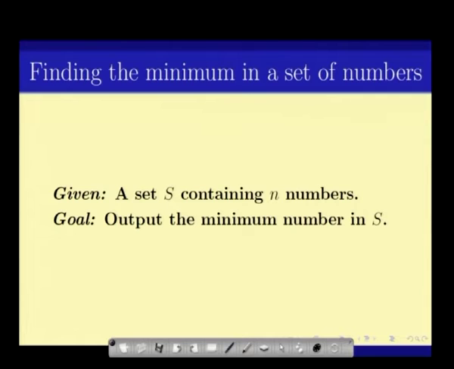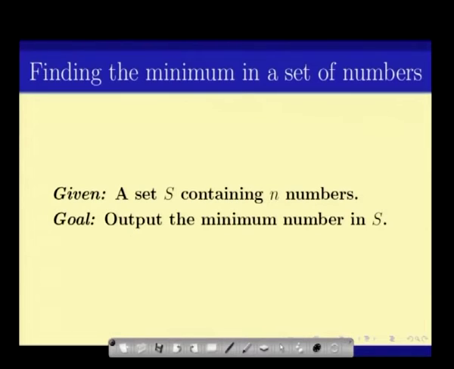So, basically we have been given a set S containing n numbers, and we want to output the minimum number in that set S. This is a problem that we of course face in day to day life, because many times we have these sets of winners or sets of scores, and we want to find out the highest scorer or the lowest scorer or so on. So, what can be an approach to solving this problem? We have been given n numbers and we want to find the minimum.